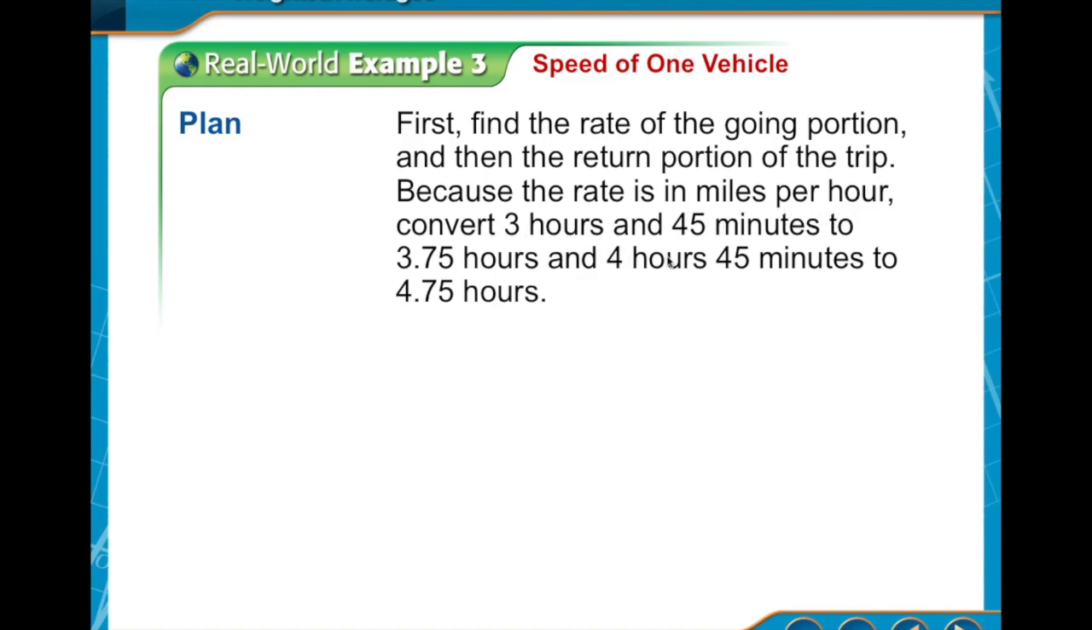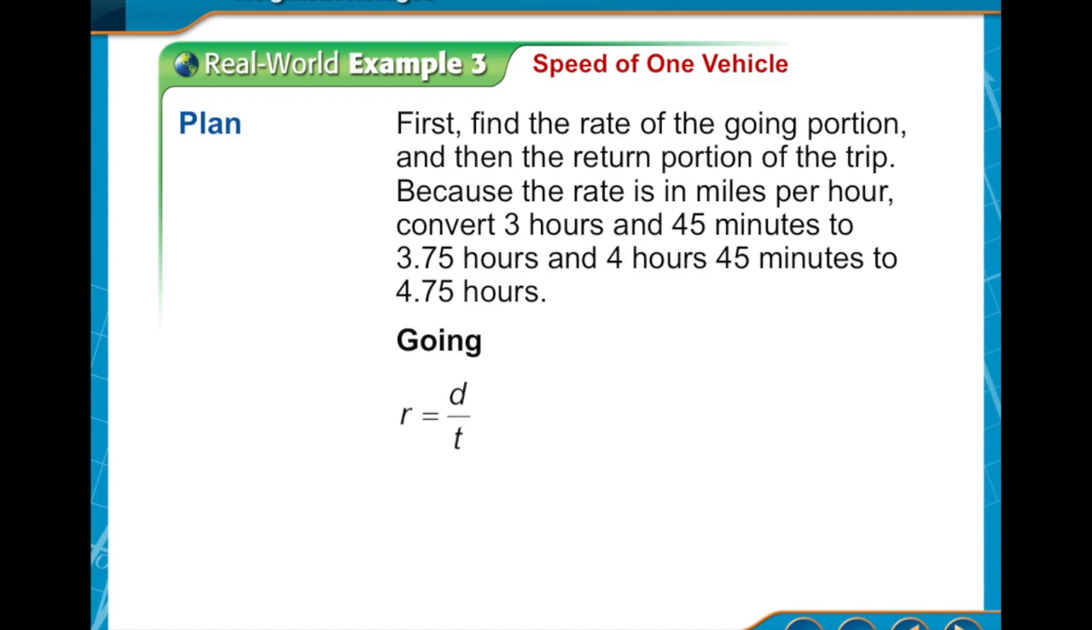We need to write our hours and minutes in a decimal form, because then we can calculate what's going on there. 3 hours and 45 minutes isn't all together in one number that we can easily do multiplication with. So 3 hours and 45 minutes, we'll convert that to a decimal. 45 minutes is 3/4 of an hour, so that's 0.75. So we get these decimals here, 3.75 and 4.75. We will use those in our calculations.